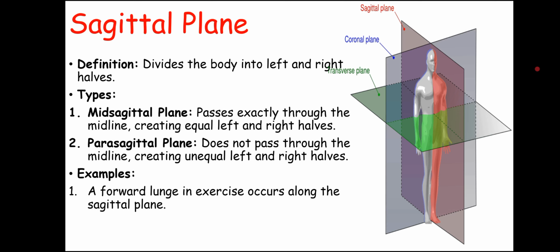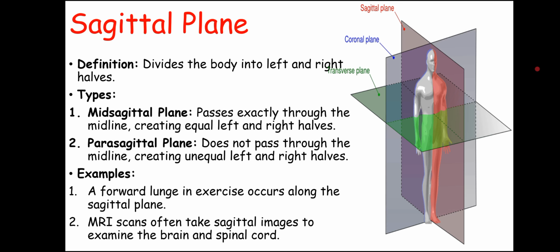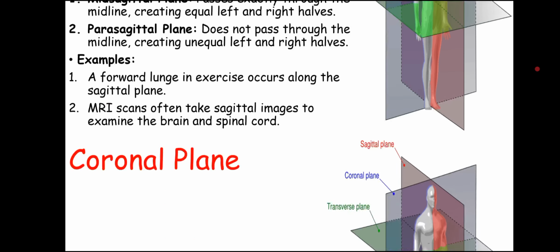A forward-looking exercise occurs along the sagittal plane. An MRI scan often takes sagittal images to examine the brain and spinal cord.